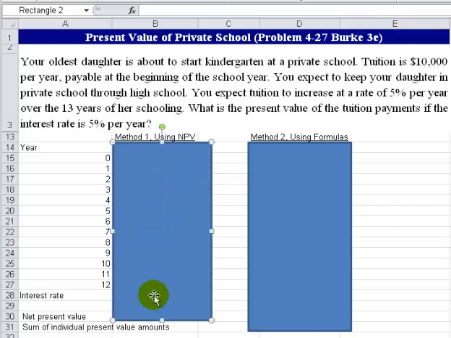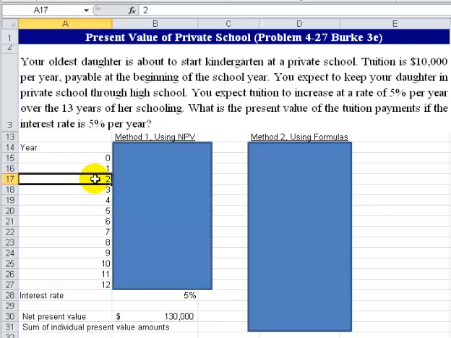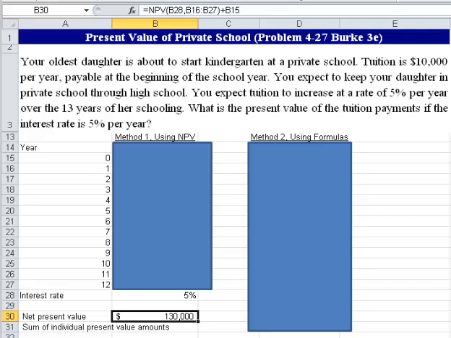Let me show you how I'd set it up. First thing I'd do is I'd lay down the years. So we've got payments 0 through 12, 0 meaning right now because they tell us the first one's occurring at the beginning. And the interest rate is 5%, and I'm going to prove how we got that formula.